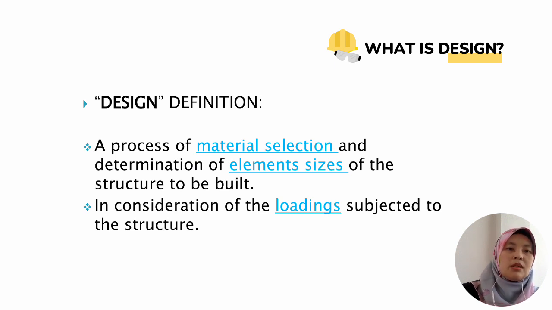So the main keyword of a design is that we have to make a selection of the material, whether we want to use the steel design, or the reinforced concrete design, or we are going to use the pre-stressing method. And then we also have to determine the element sizes. These element sizes will depend on the type of structure that we are going to build. And also we have to consider the loadings.